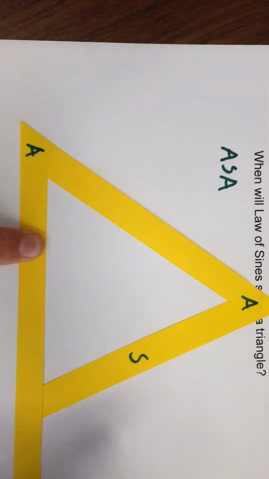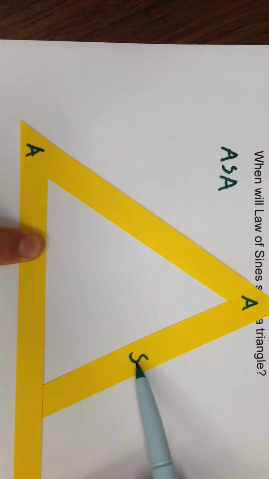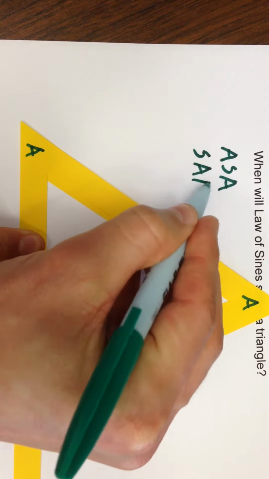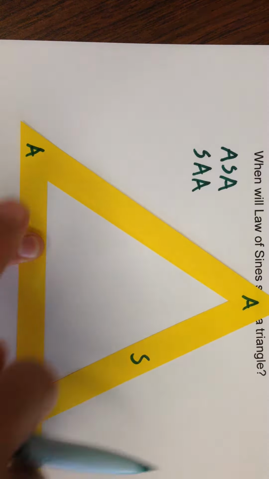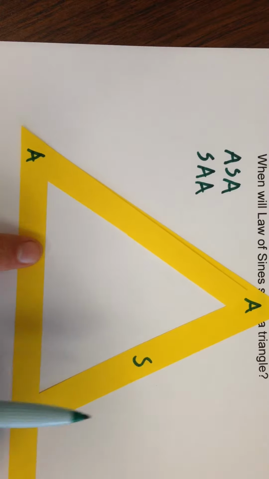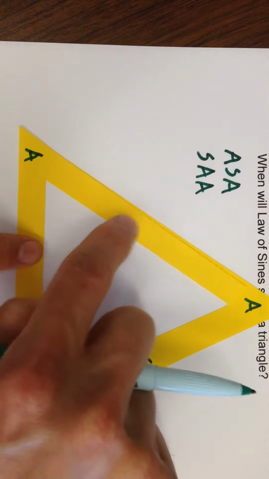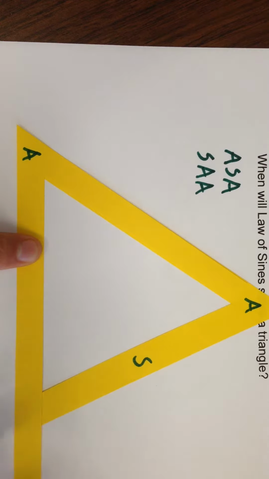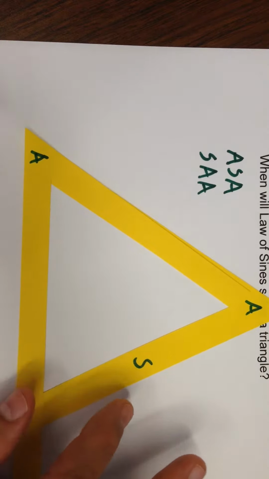So having, and you can work clockwise or counterclockwise, SAA, side, angle, angle, or if you wanted to, you could think about it in the reverse order. There might be a case where you'd have a side, an angle, and an angle fixed. That would completely determine the triangle using law of sines.